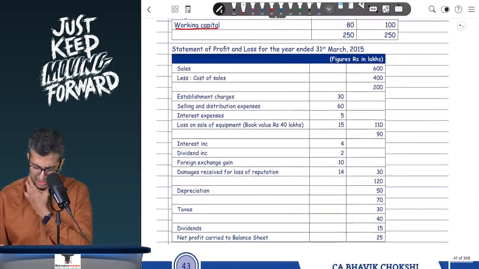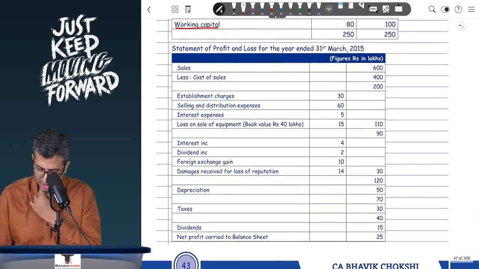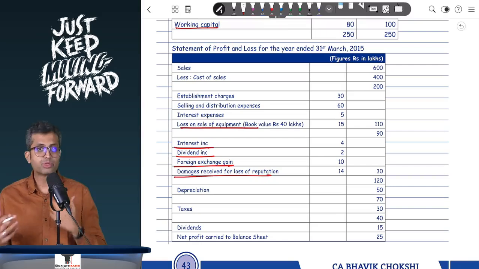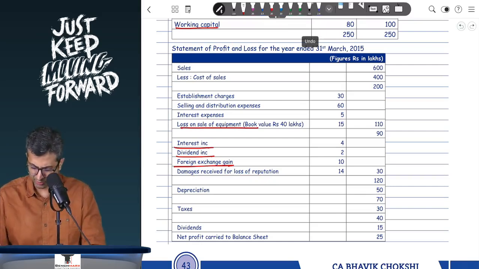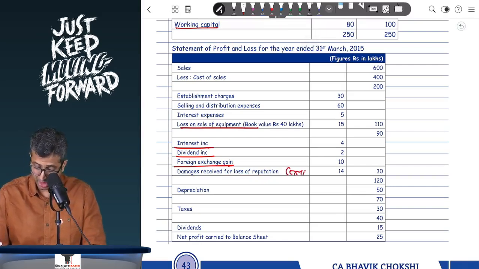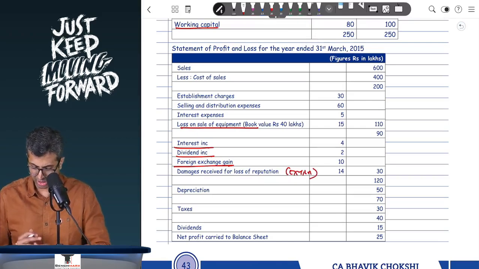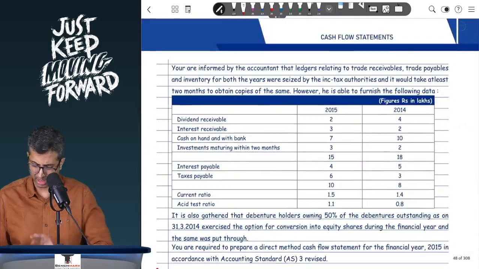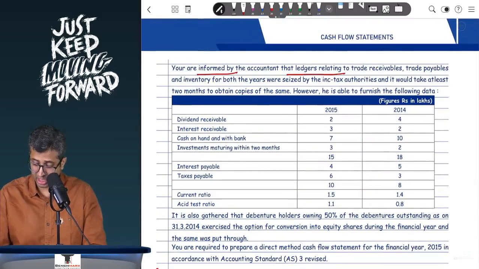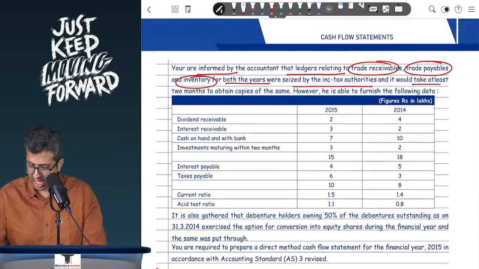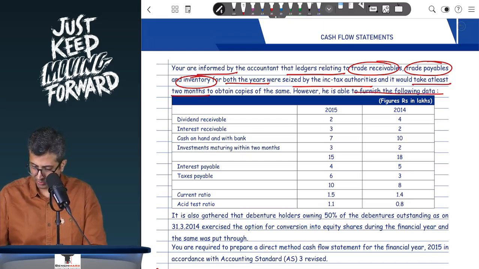The entire P&L statement given over here, you have loss on sale of equipment, interest income, dividend income, foreign exchange gain. All of these are non-operating in nature. Damages for loss of reputation seems to be extraordinary in nature. Depreciation, taxes, dividends and net profit carried to the balance sheet. You are informed by the accountant that ledgers containing trade receivables, trade payables and inventories for both the years were seized by the income tax authorities and would take at least 2 months to obtain copies of the same. He is able to furnish the following data.